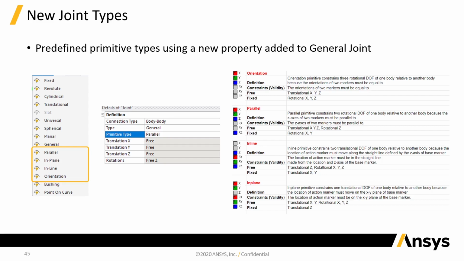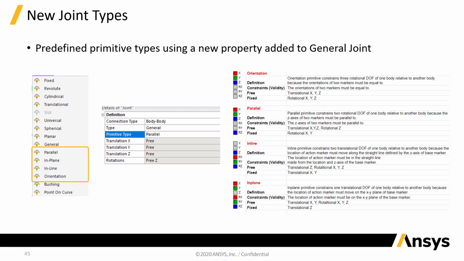There's some new joint types as well. There's 4 new joints: the orientation, parallel, inline and in-plane, and the name already indicates what type of joints they are. So they're basically enhancements of the general joint.